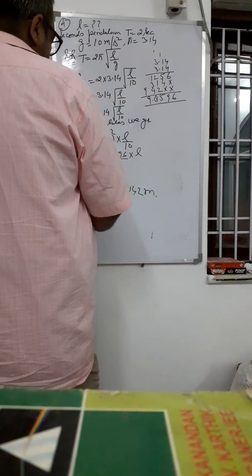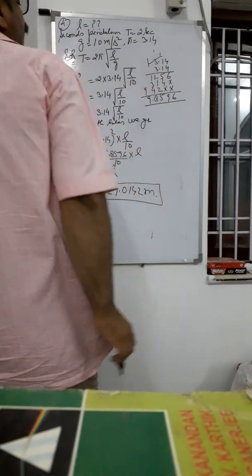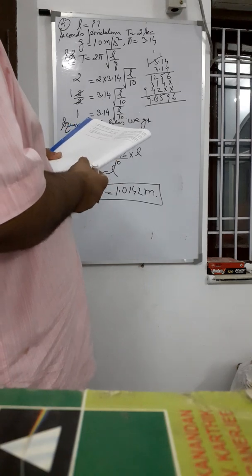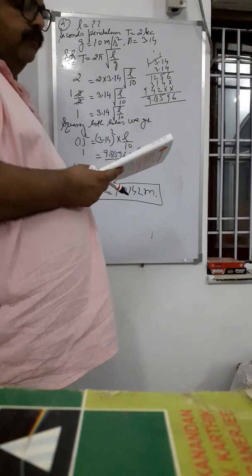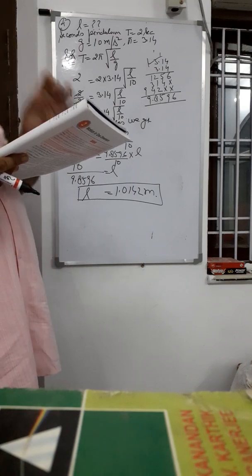1.01442. This you have to do manually as I have shown. Understood? Manually as I have shown. Note down any doubt. Question number 5. Read the problem fast so that we can do the fifth question.